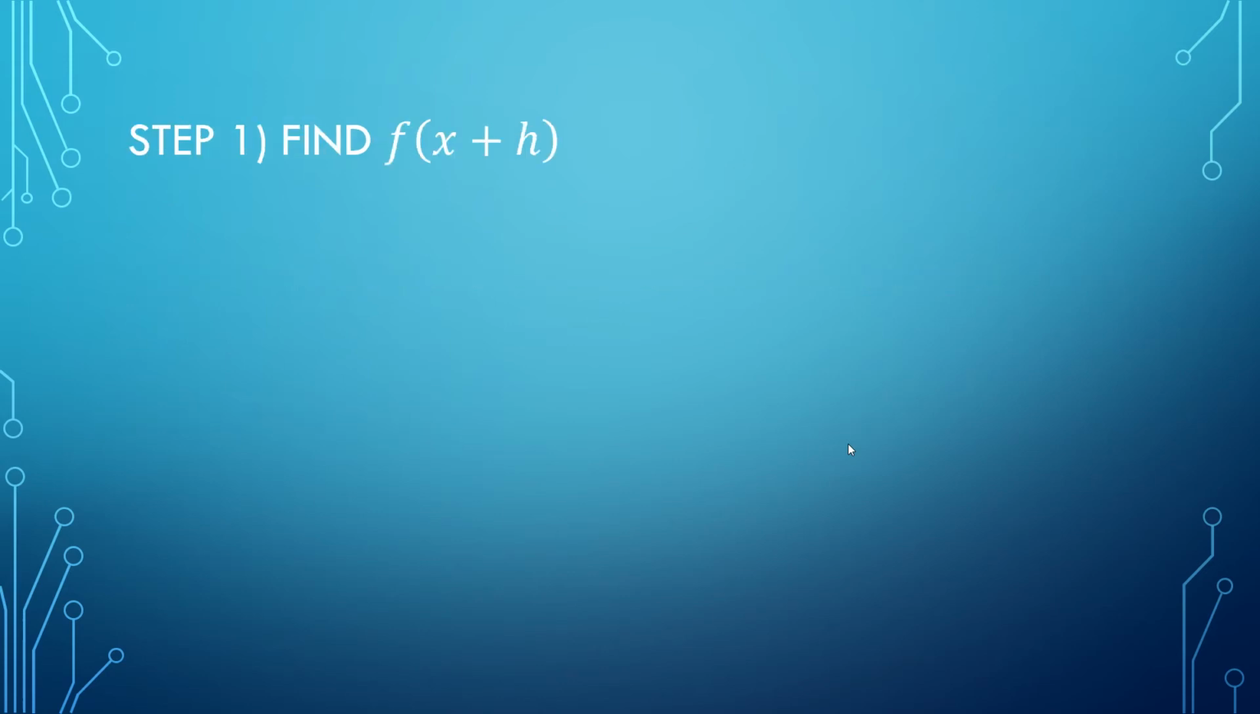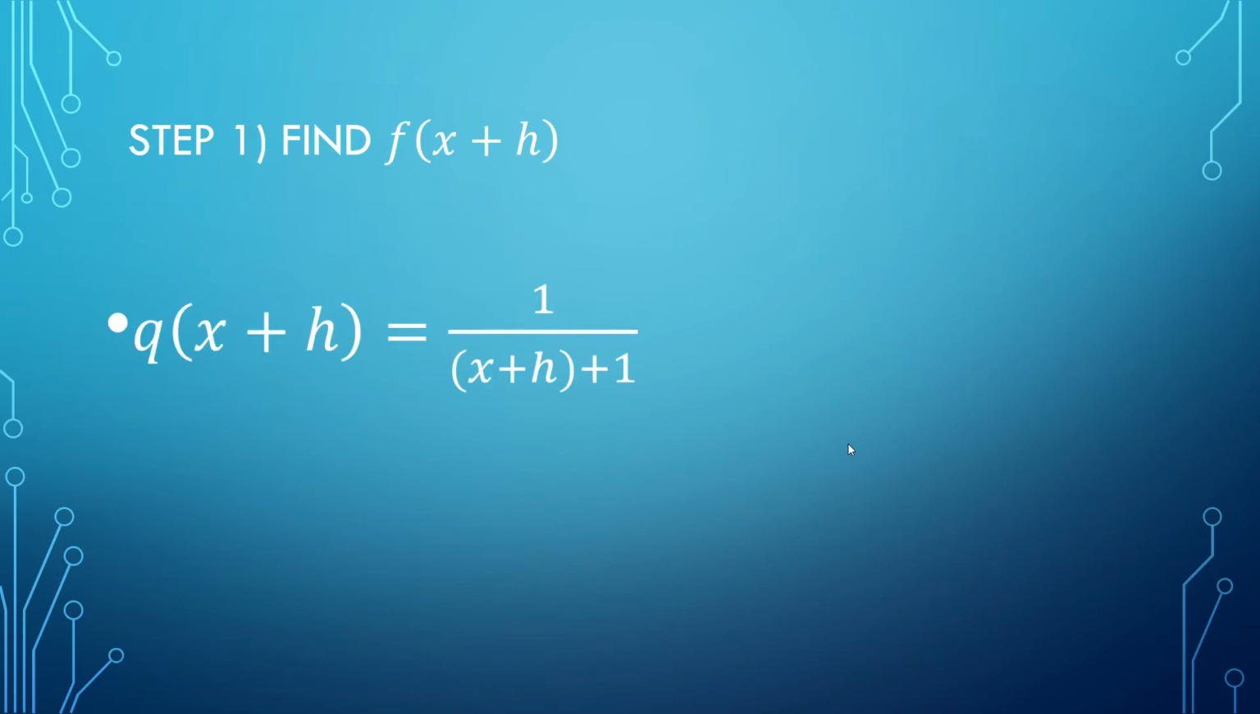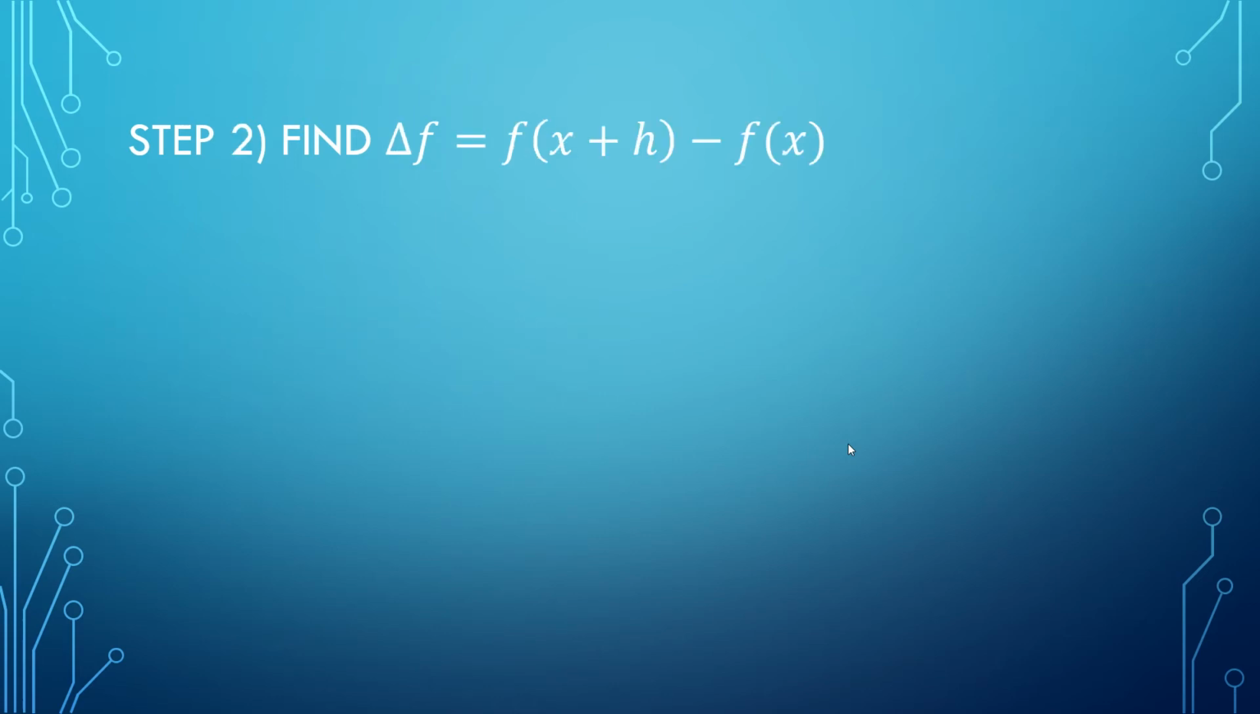So the first step is to find f of x plus h. So to do this, we have q of x plus h equals 1 over x plus h plus 1. Step 2, find delta f equals f of x plus h minus f of x.